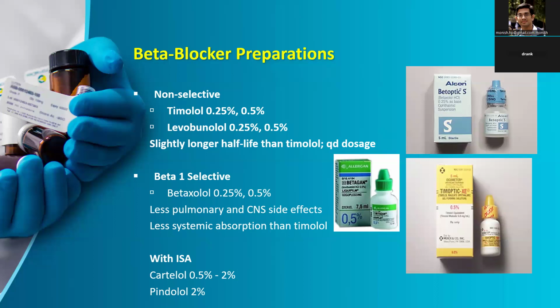Levobunolol has an additional benefit in that it has a longer half-life than timolol, and thus we can give it as once daily dosing. These are non-selective and have action on both beta 1 and beta 2. Then there is betaxolol, which is beta 1 selective. Because it is beta 1 selective, it has no action on beta 2. So it avoids the CNS as well as pulmonary side effects, and thus we can give it in patients with respiratory issues.